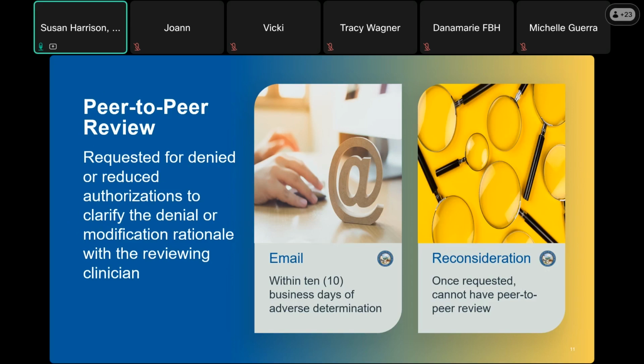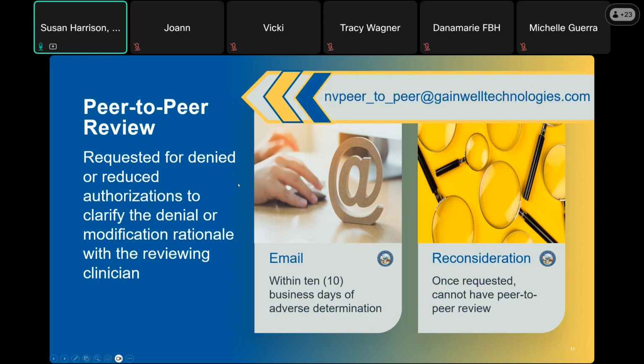You would send an email, and I will get you that email here. It's right there at the top. It's nvpeer_2_peer@gainwelltechnologies.com. So be very careful that you get these underscores here. They're not dashes. Then you also have the opportunity to do a reconsideration request. So once that's requested, you cannot go back and do a peer-to-peer. So you can do the peer-to-peer first and then a reconsideration. But if you go straight to reconsideration, you can't go back and do a peer-to-peer.